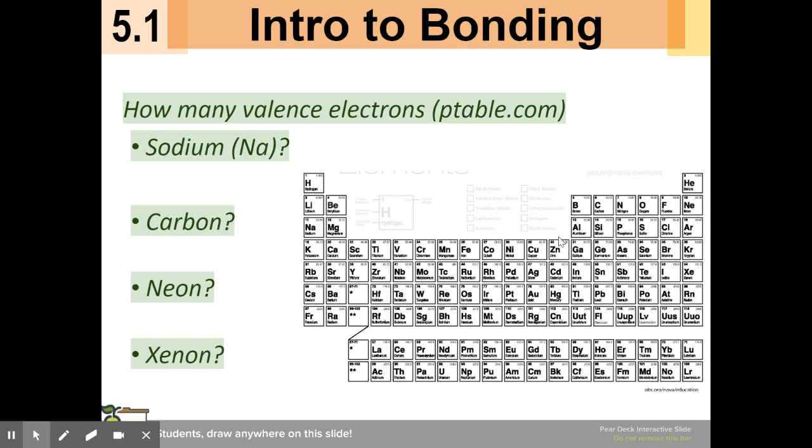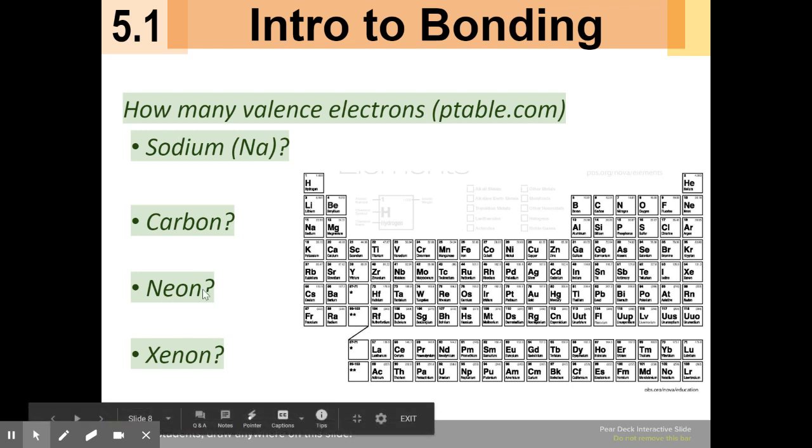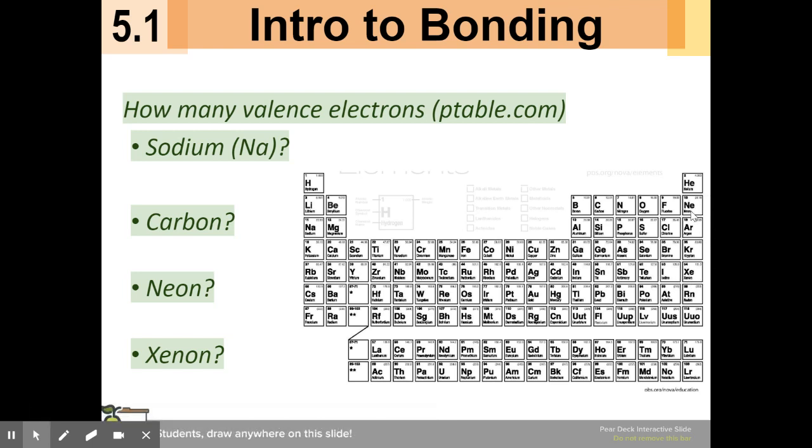Let's see here, 10, 11, 12, 13, 14. Carbon is in column 14, so it has 4 valence electrons. Neon and xenon are both in the very last column, so they both are in column 18. They have 8 valence electrons.